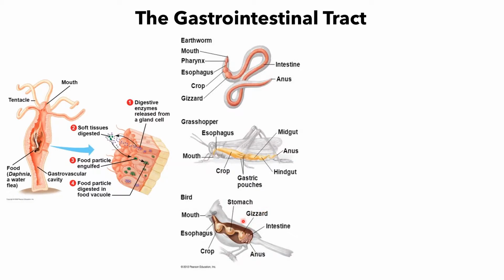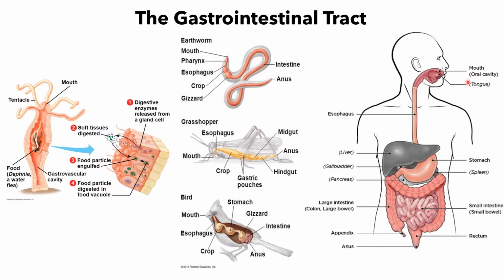The gizzard is an interesting organ because this is going to replace teeth for these organisms. So for us humans and mammals, we have teeth to chew or mechanically digest our food. But in the earthworm and the bird, they have a gizzard, which contains stones and rocks and debris that will then aid in mechanically digesting that food. We can also see they have an intestine and an anus, as well as the grasshopper and, again, the bird.